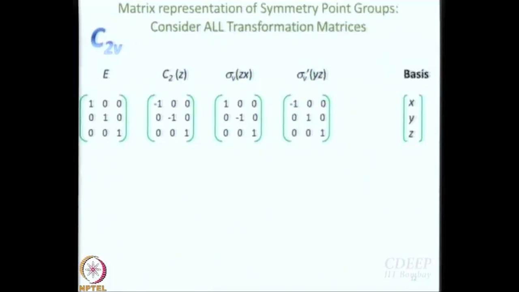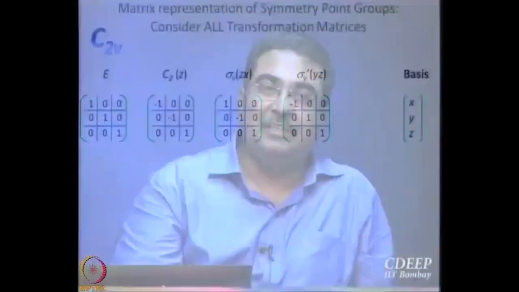So, what I am saying is that these 4 matrices form a matrix representation of the point symmetry group C2v, okay. But that is only the beginning, not the end. Because if you look closer, you can conveniently break up the matrix into 3 1 by 1 blocks, is it not? Because see, all these off diagonal elements are 0, so they do not contribute to anything.